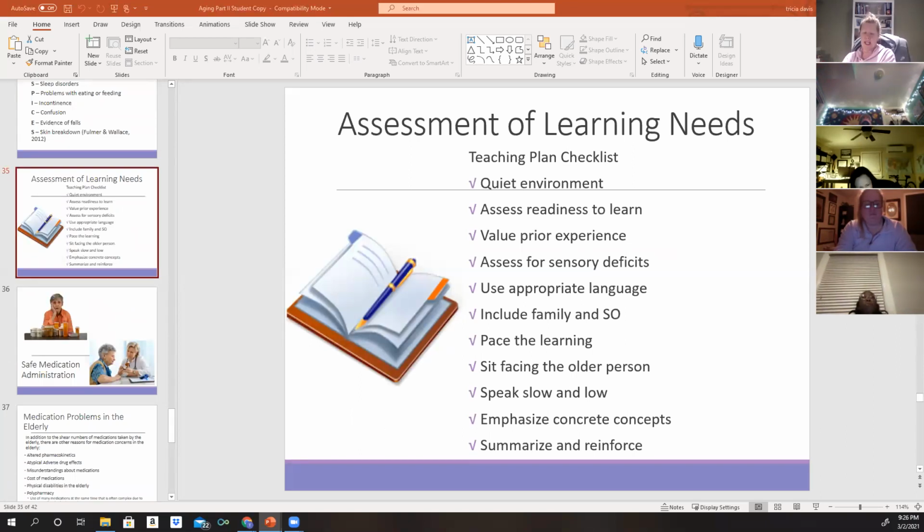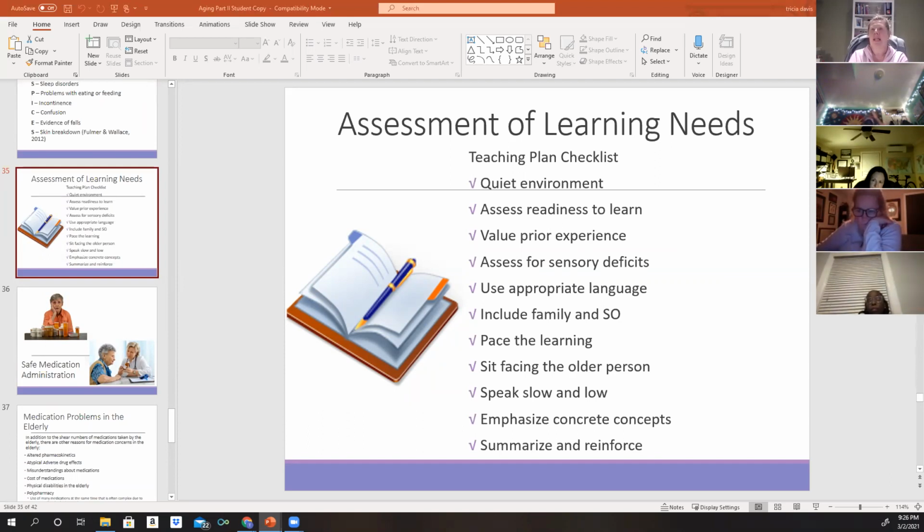So when we educate our patients when they're going home, maybe we're giving them a new medication, maybe they're going home with a walker, maybe they're a new diabetic and they have to deliver insulin. When we're teaching them, we want to make sure that we have what we call a teaching plan checklist. Some of your programs in the hospitals will have these for you to follow.